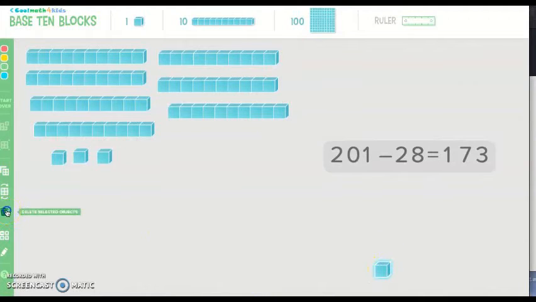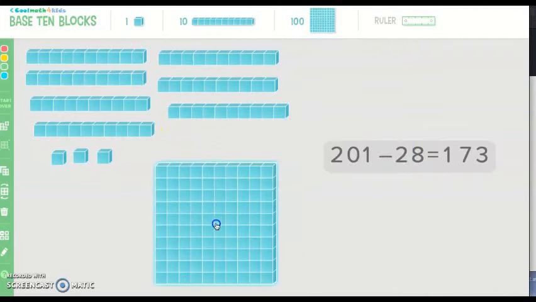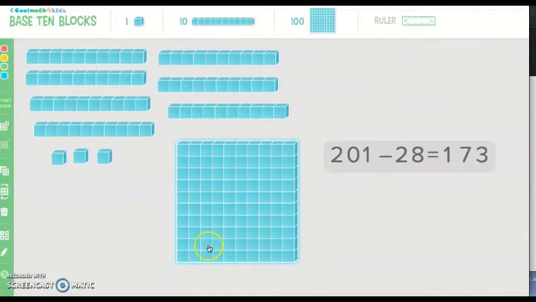But using these base 10 blocks in real life, they would need to be broken up instead of just doing it the way I just did it, which was using the program. They would need to be broken up to show that 201 minus 28 is 173. That's only 73, so here's the 100. So now this is 173. And that is how a third grade student could show the solution to the problem.